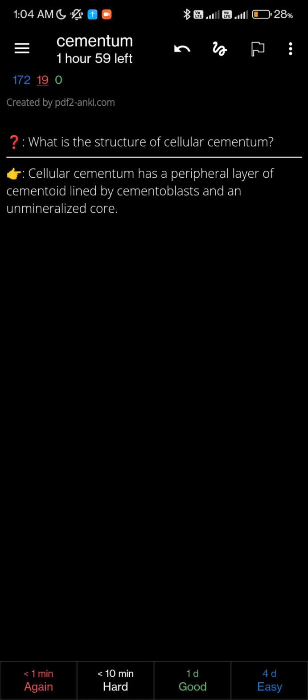When we talk about the structure, cellular cementum has a peripheral layer of cementoid lined by cementoblasts and an unmineralized core.